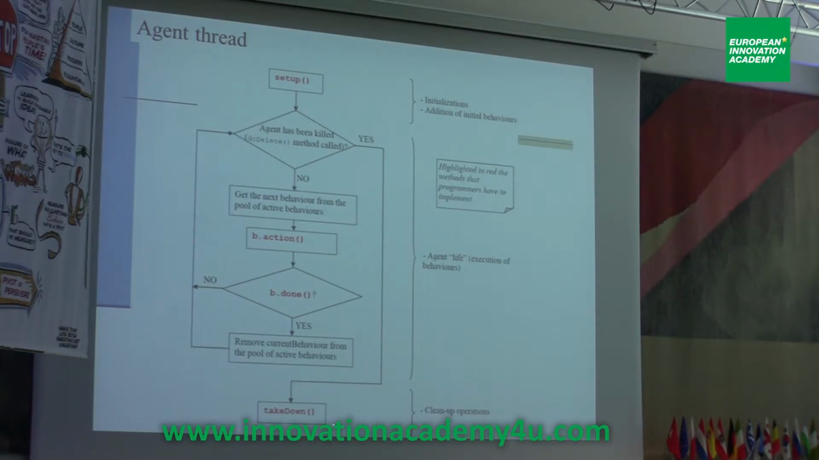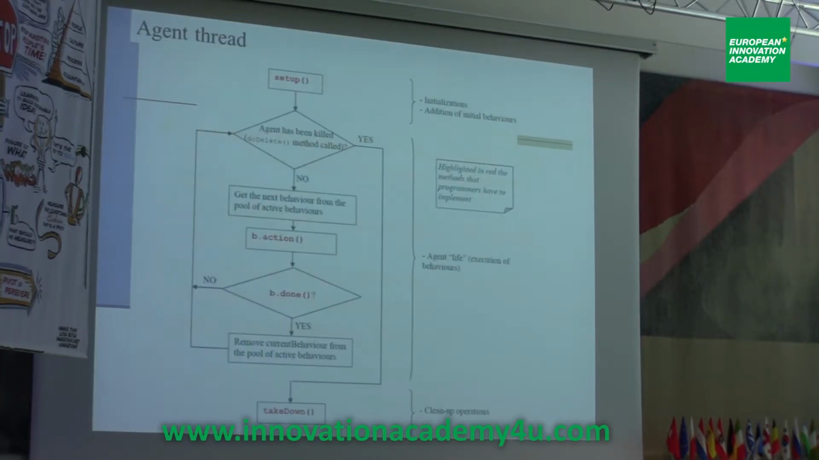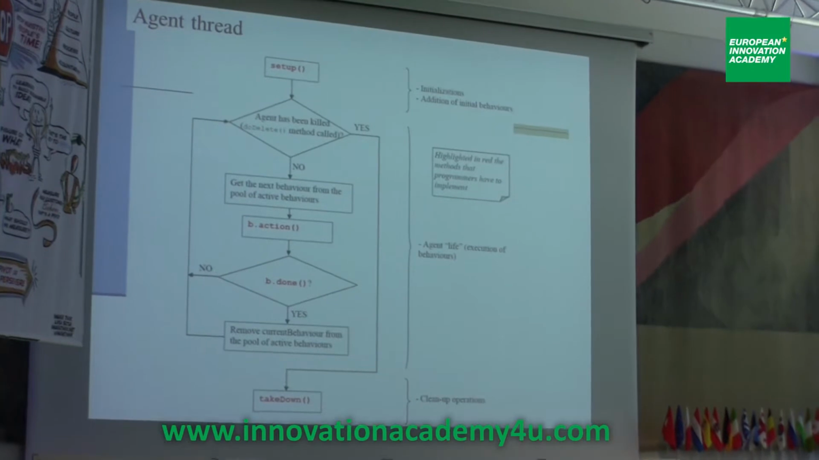The exact procedure to be taken is specified by the programmer, but the meaning is always the same: the takedown terminates the agent, but the programmer can describe what messages are issued when it is done, for example, the message that is printed out, Tamagotchi terminating. But the meaning of takedown is predefined. So, any questions about this?